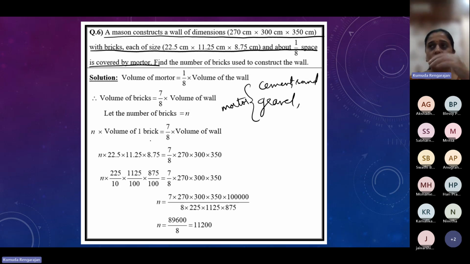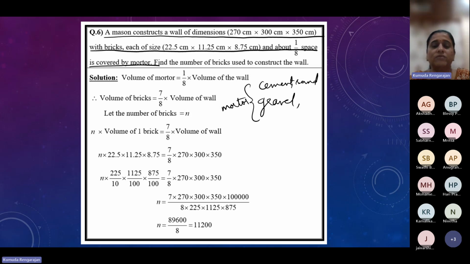When you arrange the bricks, they don't make the wall. You have to bind the bricks together, right? When you arrange the bricks, you can easily push them and break down the wall. So if the bricks have to be intact, you have to bind them. That's done using the mortar, which is a mixture of cement, sand, and gravel.